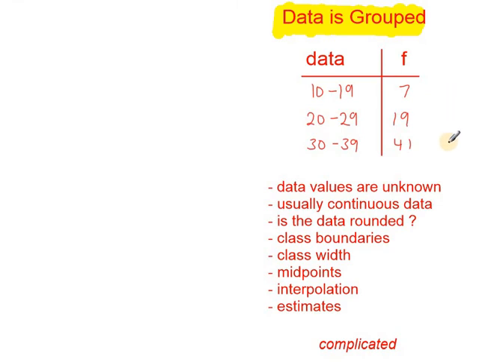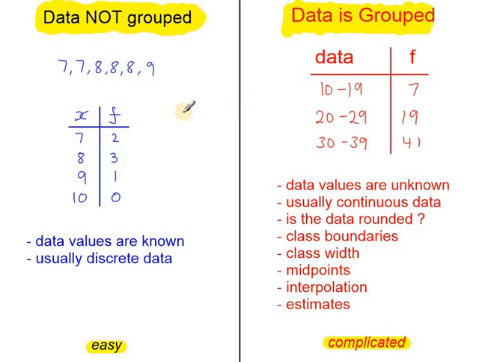So to summarize, the data values are unknown when we've grouped our data. Typically we have continuous data that's grouped, but not always. We can group discrete data as well. We have to check to see if the data has been rounded. We need to work out class boundaries, class widths, midpoints. We may use interpolation in calculations. Anything we work out will be an estimate because the original raw data is unavailable. And the methods involved are complicated. The methods for ungrouped data and for grouped data differ slightly. So we will look at measures of location and spread separately for each.